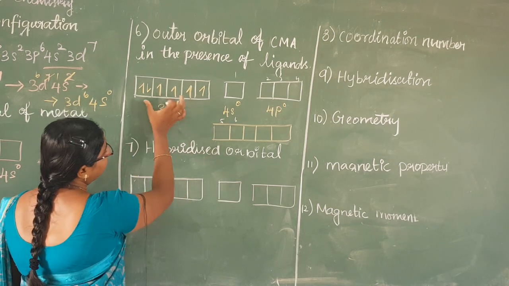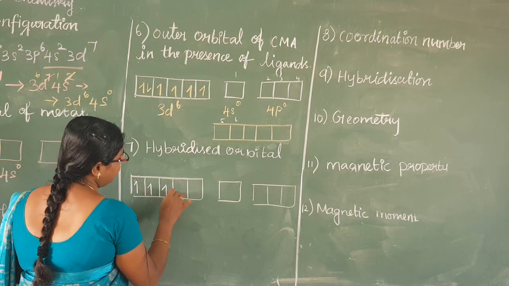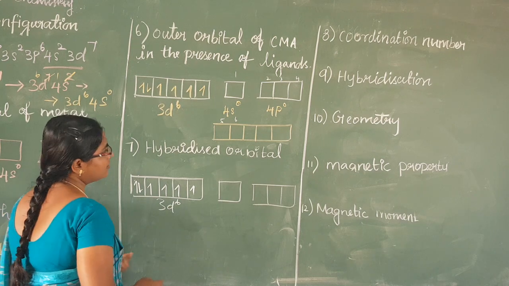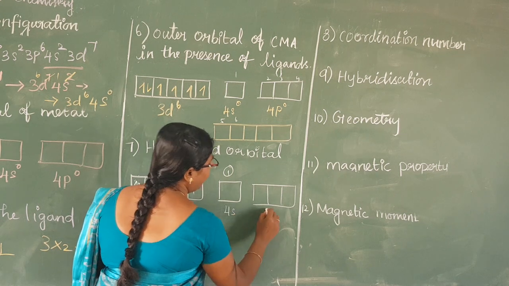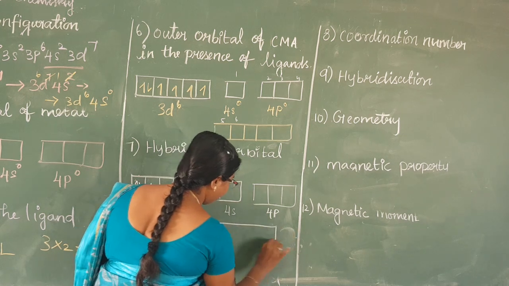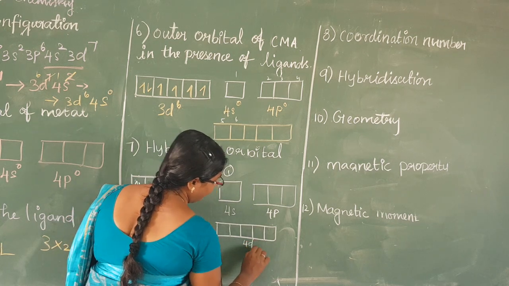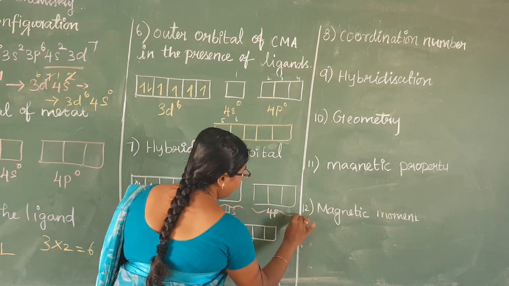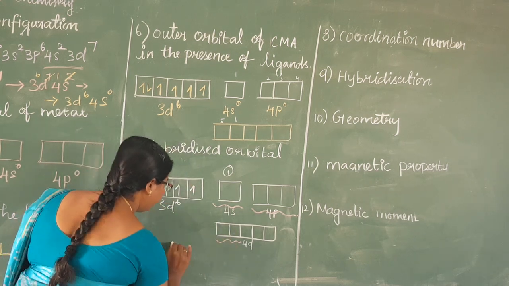Okay, so I am going to write the 3d6 orbital as it is. 1, 2, 3, 4, 5, 6. This is 3d6. I am going to mix one 4s orbital, this is 4s orbital, and this is 4p orbital, and I am going to write 2, 3, 4, 5 and 4d orbital. Here in this case I am going to take this s, these 3 p and these 2 d. Okay, so let me write here.